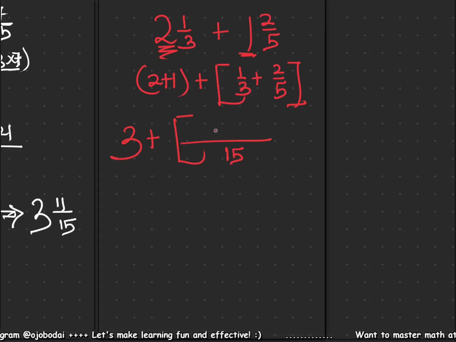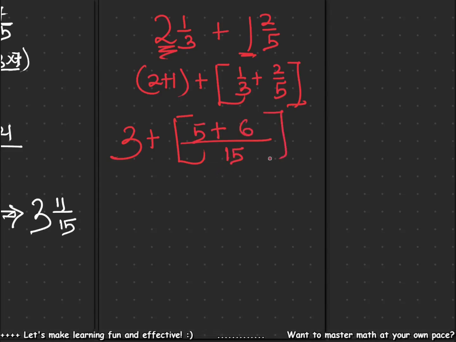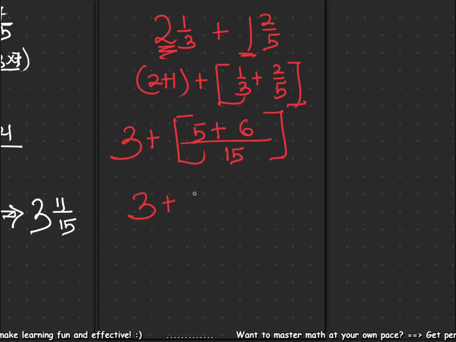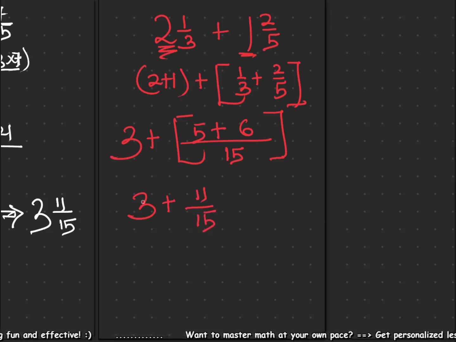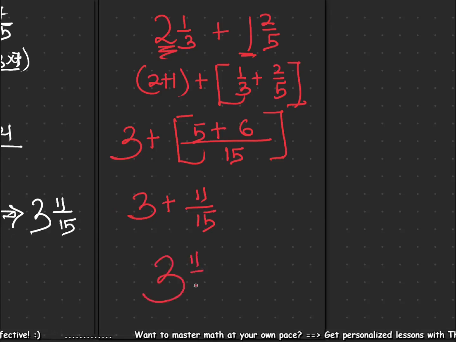So for 15, 3 divides 15 how many times? 5. 5, 1, you have your 5. Plus 5 divides 15 how many times? 3. 3, 2, 6. You see? And you still have your 3 whole number plus 5 plus 6 gives us what? 5 plus 6 gives us an 11 all over 15. 3 whole number plus a fraction. Then you are going to get a 3 whole number 11 over 15. This here is your answer.